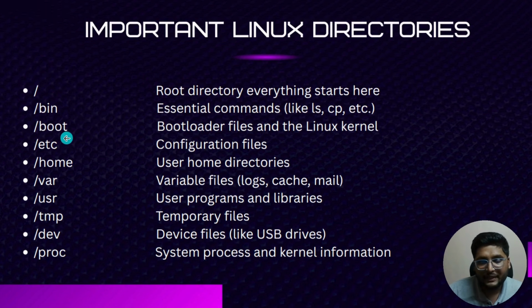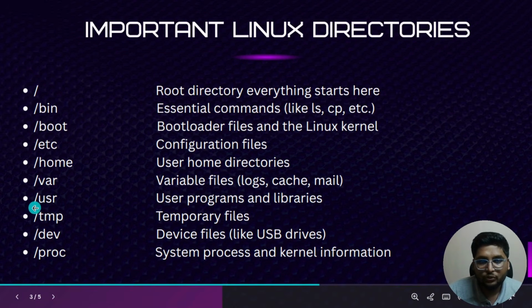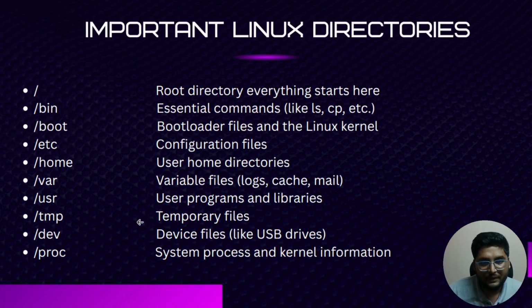Okay. Boot. So basically, the boot directory saves the entire system booting files. Next one is etc. etc saves all the configuration files. Home saves all the user home directories. Var saves variable data: logs, cache, mail, all history we can say, as well as all software logs saved in the var directory. Then next usr. Usr means user programs and libraries. In the tmp directory, all temporary files are saved.